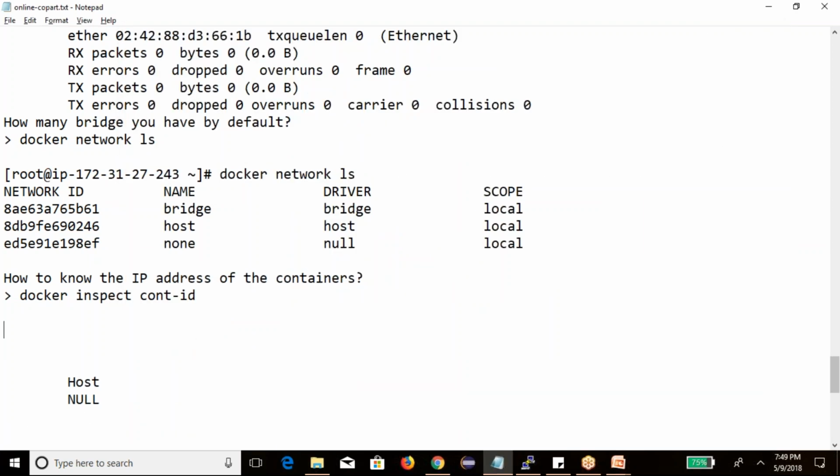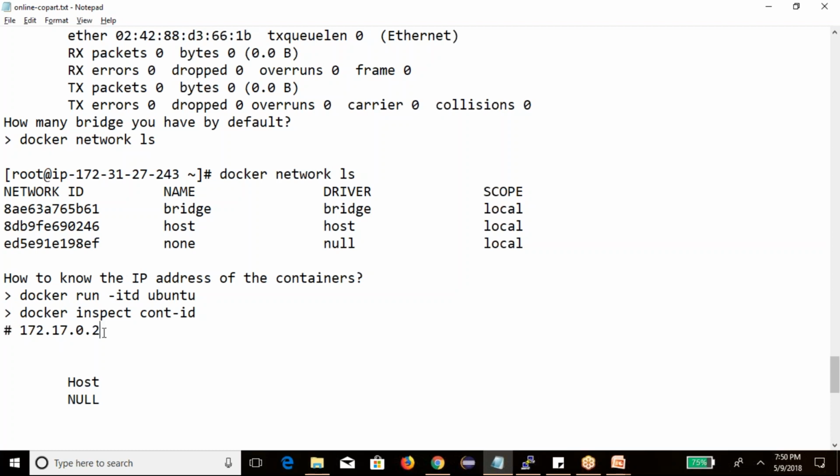So I'm running here one command, docker run. Just a second. I'm also maintaining the notes, so later you will not get lost. So I run docker run -itd ubuntu, and then after that you get the IP address, this one.